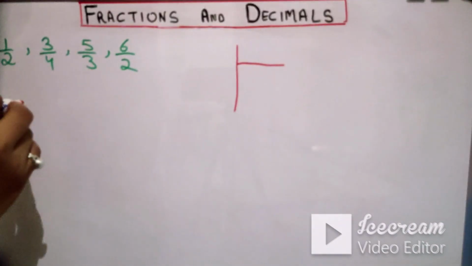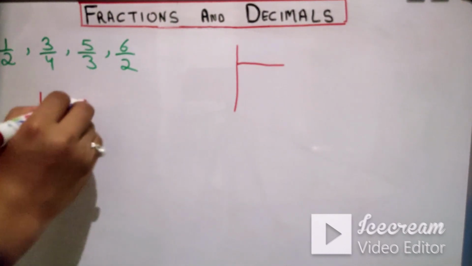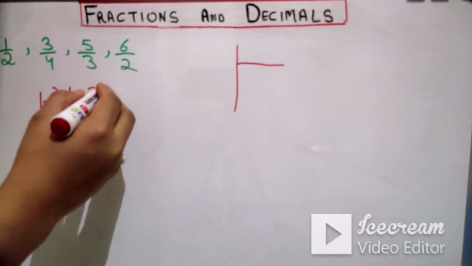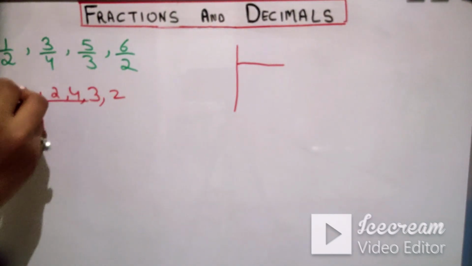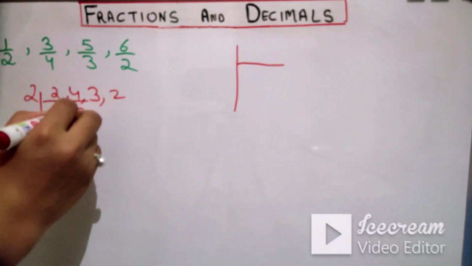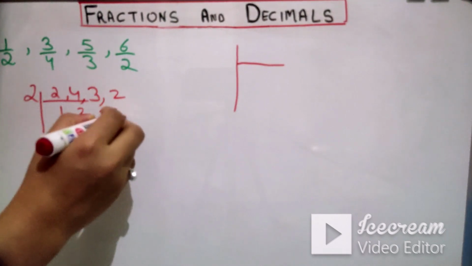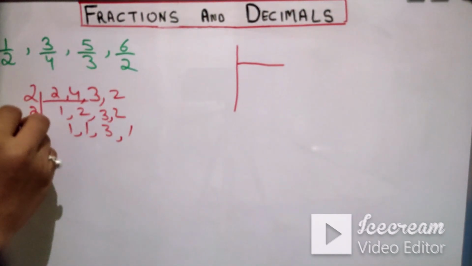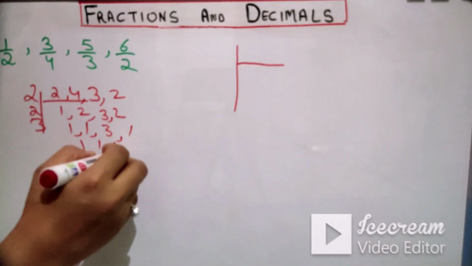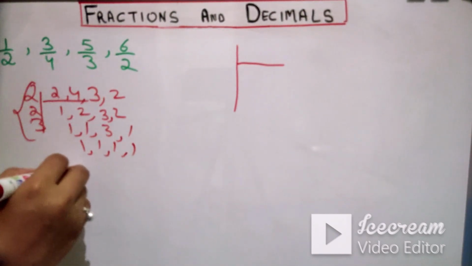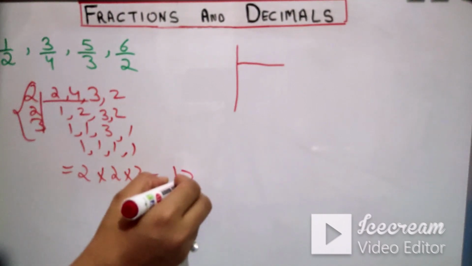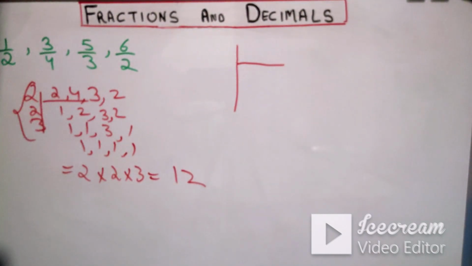Now we can easily find the LCM. How can we do that? We simply write 2, 4, 3. The 2 we will not write again. Now this 3 is left, so we take it like this. Now what is 2 into 2 into 3? It is 12. So the LCM here is 12.